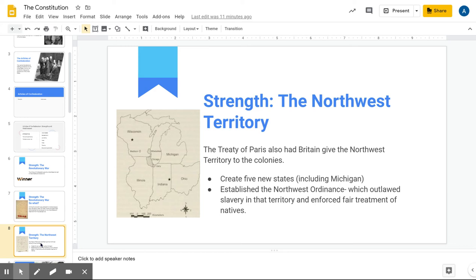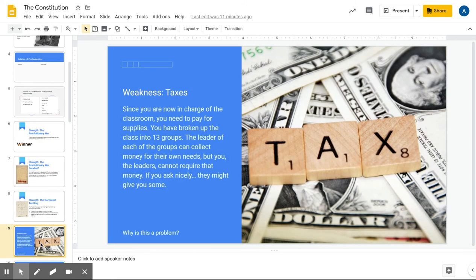So they also established the Northwest Ordinance, and what this did was outlaw slavery in that territory and also enforce fair treatment of the natives because settlers were moving to the Northwest Territory, taking over land. So this is considered one of the biggest successes of the Articles of Confederation, this gain of this territory. So those are our 2 major strengths, the win of the American Revolution and the gaining of the Northwest Territory.